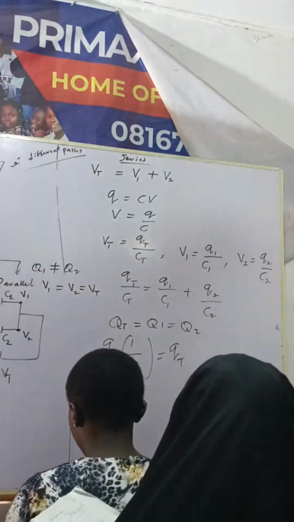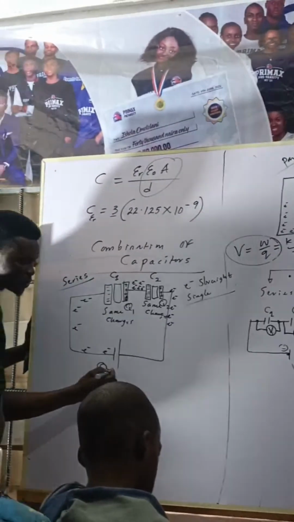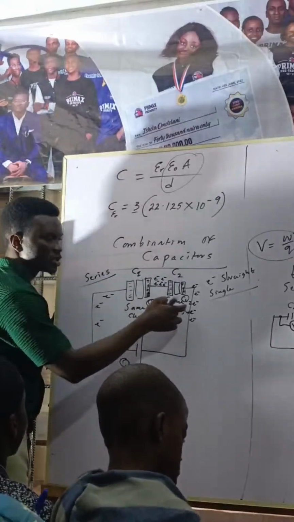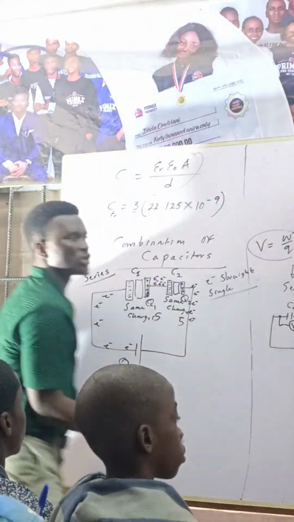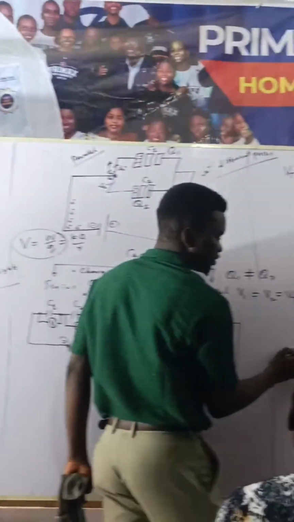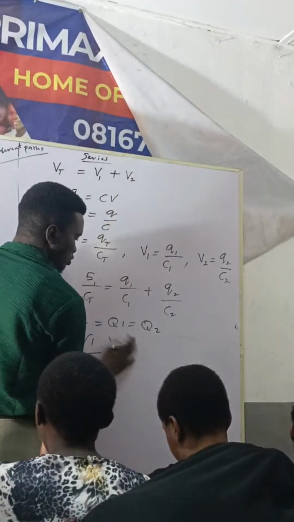Let me come back here. What's my Q total that left? Just for explanation, say this is 5. What is my Q1 that got here? What's my Q2 that got here? So if I say this is 5 and I bring it out as 5, and this one is 5, so I can bring that 5 out.